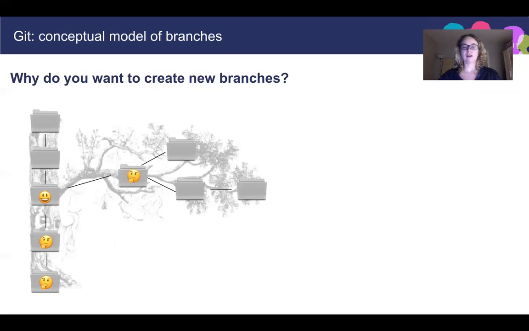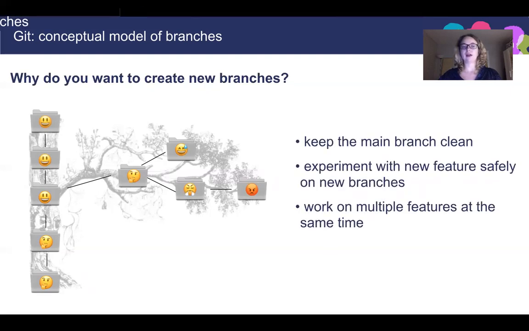And you can take as long as you want working on new features. It is unfortunately often the case that the first approach might not work. But having Git allows you to jump back and try a new approach. At the same time, your main branch keeps the version that you are happy with. So having new branches allows you to keep the main branch clean and to experiment with new features safely on new branches. It also allows you to work on multiple features at the same time. Some of the new features can take 1 day, 1 hour, but some of them might take a month or a week, and that's fine.